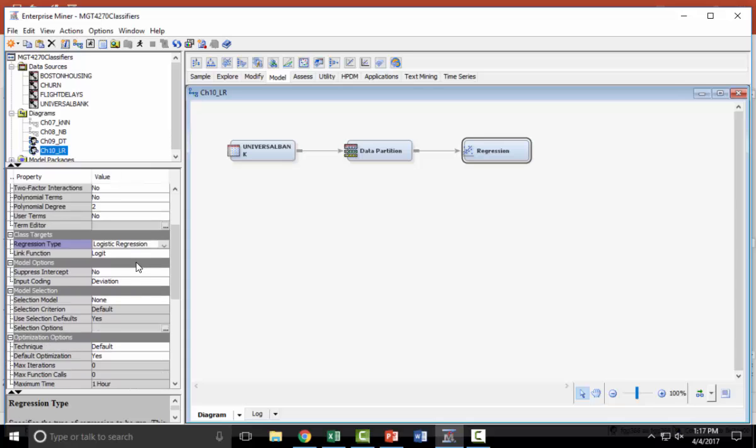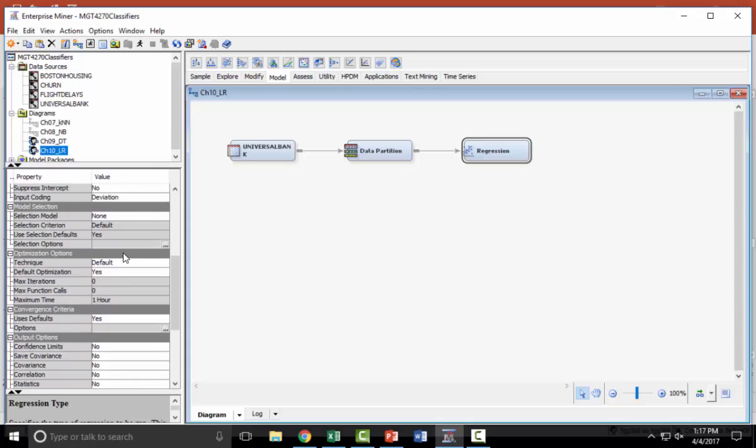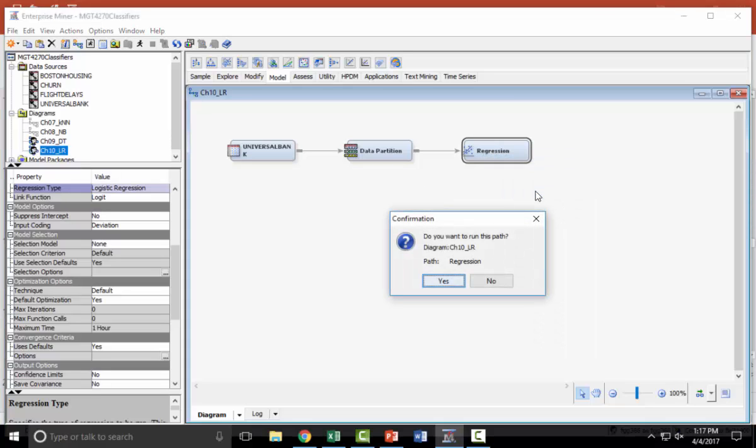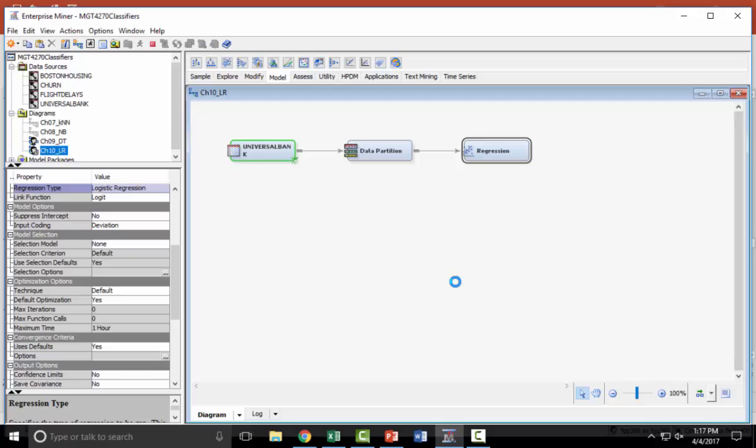So when it is logistic regression, then we have some choices to make. If you don't make any selections here, then all the X variables, the input variables will be included, and you will get a maximum likelihood estimate for B sub 0. So for example, if you run this as is, then once it's completed, all the variables will be in the regression model.